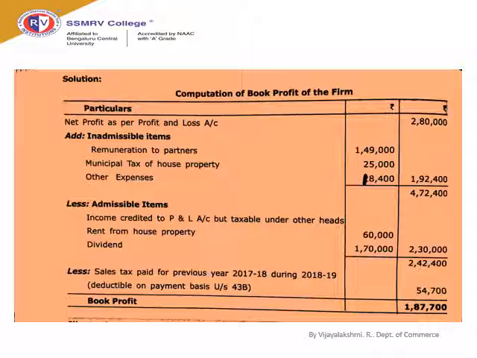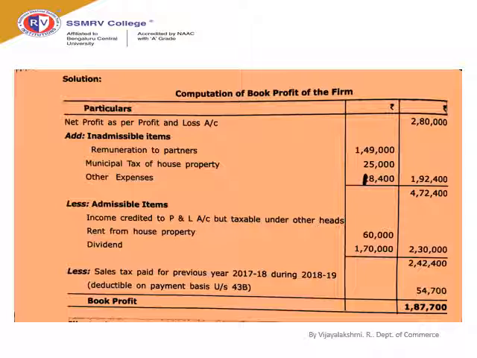Net profit given in the problem is 2,80,000, to which we are going to add remuneration to the partners, municipal tax of the house property, and other expenses 18,400 which is there in the adjustment. These three items will be added. Totally we are going to get an amount of 4,72,400, from which we need to deduct the two items of income, that is rent received and dividend received. Rent received is 60,000, dividend received is 1,70,000. Totally out of 4,72,400, 2,30,000 is deducted. We are going to get 2,42,400.